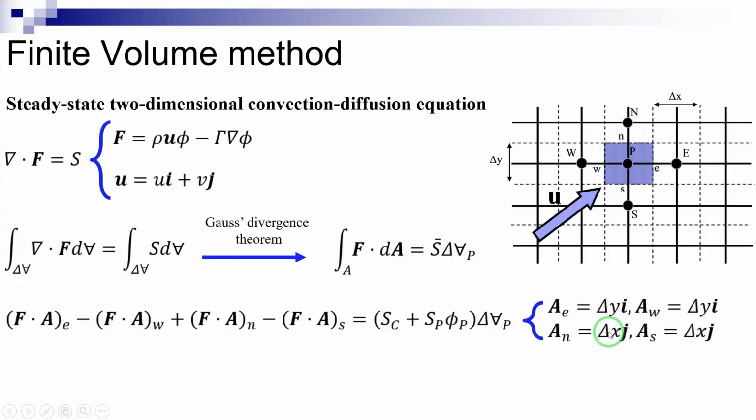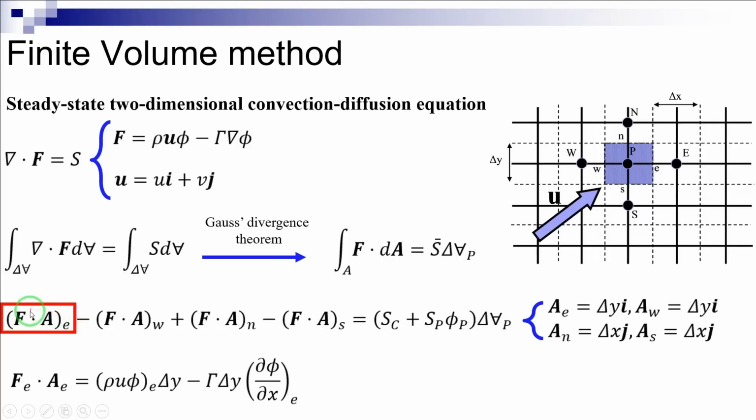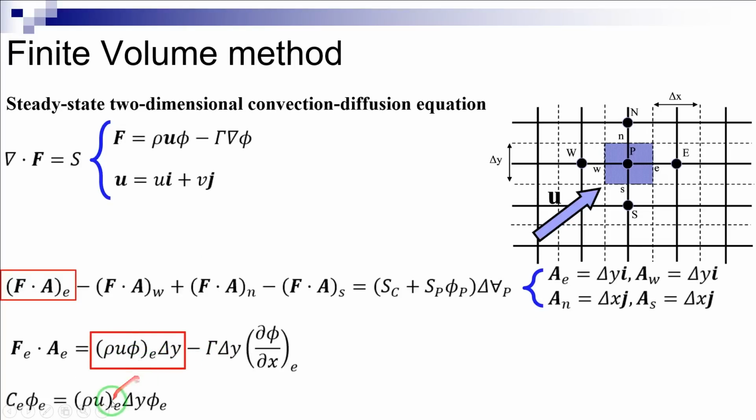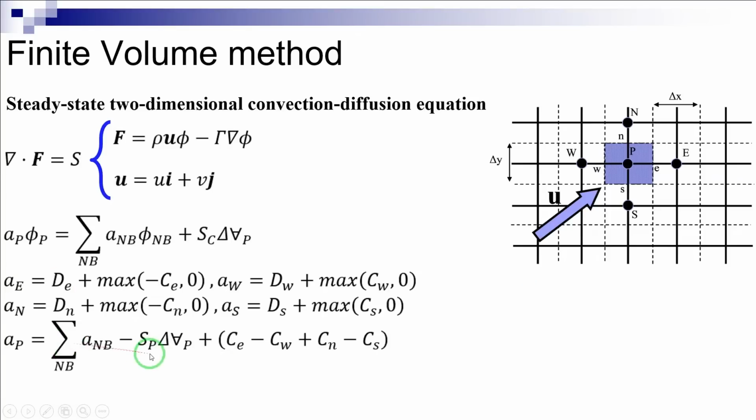The same as before, the fluxes in this equation consist of convection and diffusion processes. For example, the dot product of the flux and area vector at the eastern surface signifies the total flux passing through the eastern surface of the control volumes, which can be written as follows. In this equation, the convection term can be rearranged as shown here. Using the upwind scheme, the standard discretized equation for the two-dimensional case is expressed as shown here.